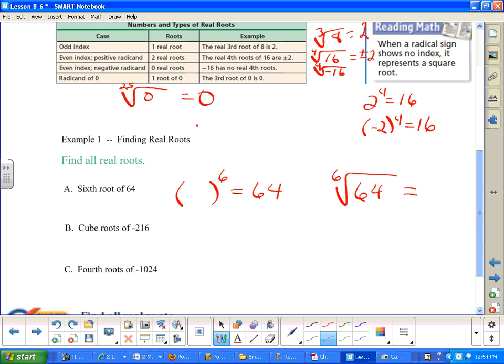Since the index is even and the radicand is positive, that means you're going to get 2 answers, plus or minus 2. Not just 2, but plus or minus 2, because I could raise 2 to the 6th power and get 64, or I could do negative 2 to the 6th power and get 64.